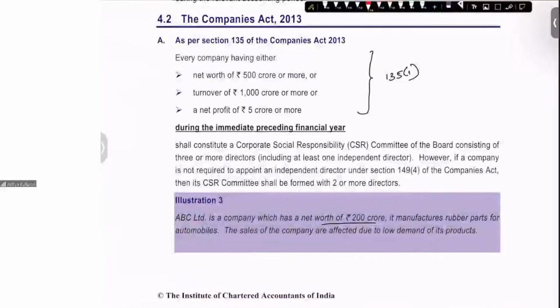Every company having this shall constitute a CSR committee consisting of 3 or more directors, including at least 1 independent director. If it is not required, then form it with 2 or more directors. So this whole thing is 135(1). All right, so this is my 135(1).